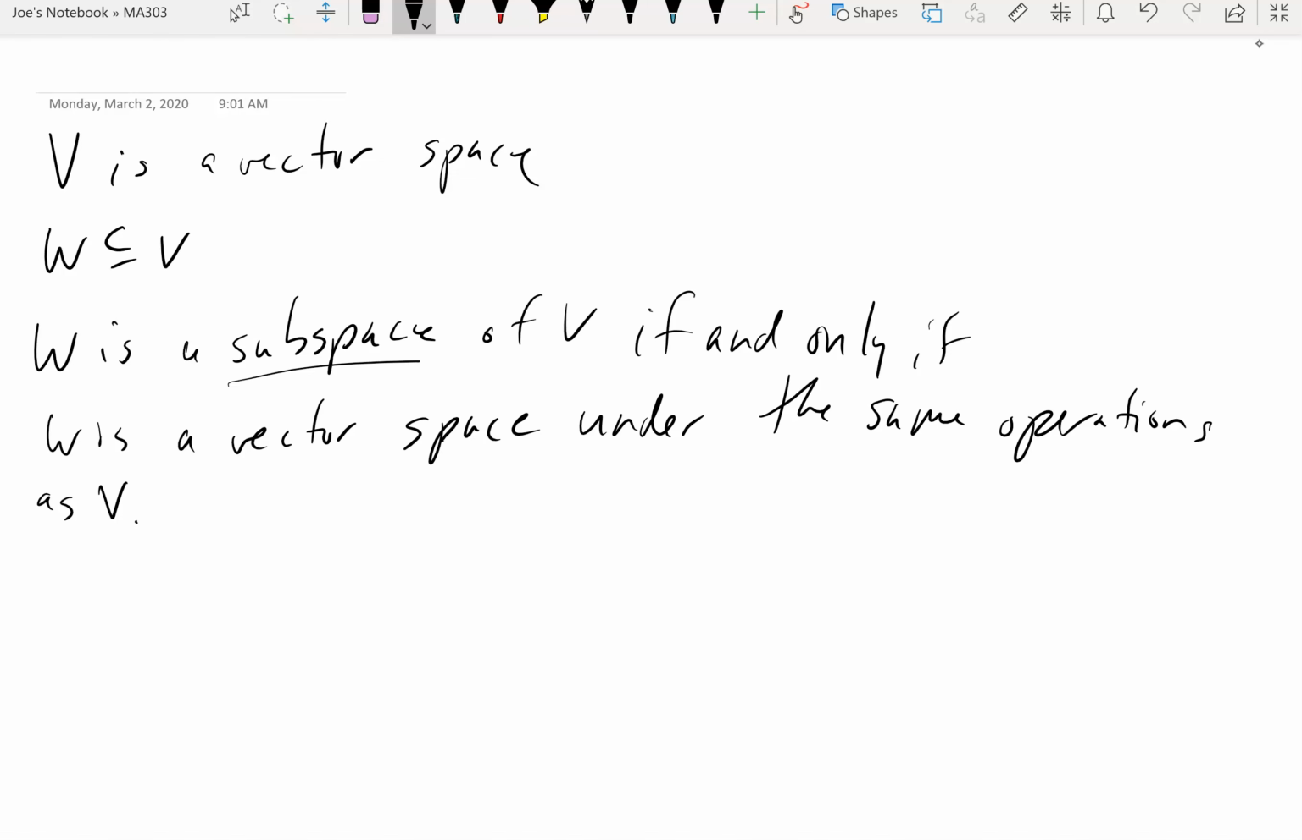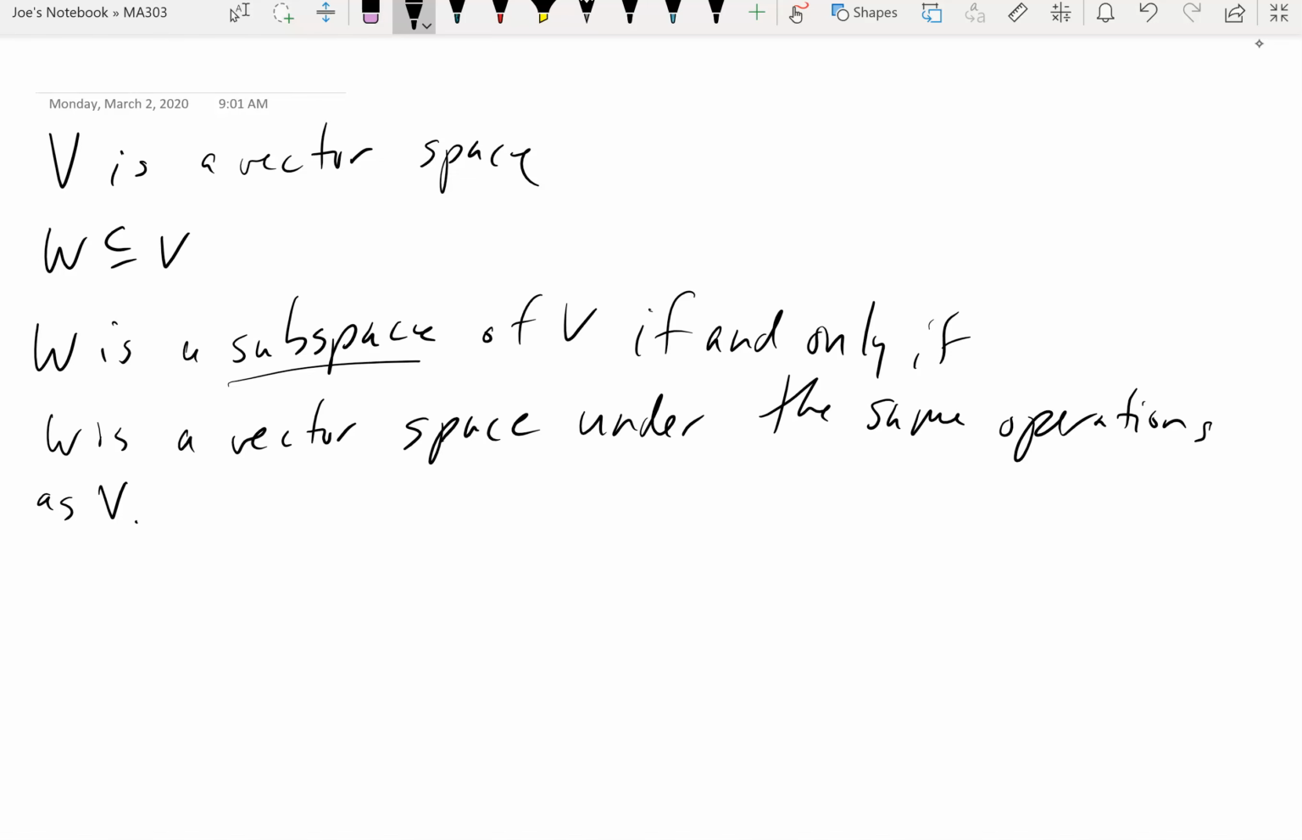So that means that when I take vectors from W and do operations, they have to satisfy the same axioms that they would have in V. For example, if I take two vectors from W and add them together, the order doesn't matter. If I take two vectors from W and multiply a scalar times the sum of those two vectors, I know it still distributes because they distribute in V, so they have to distribute in W, because the vectors in W are also vectors in V.